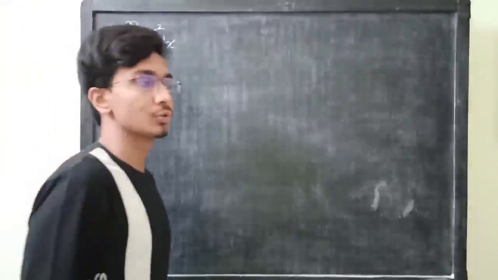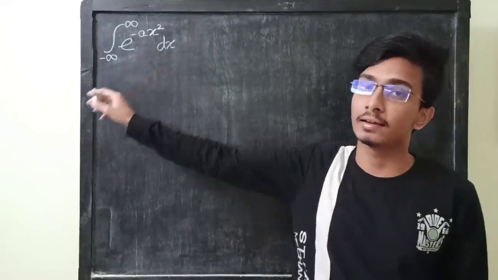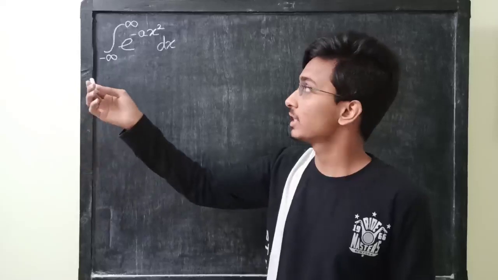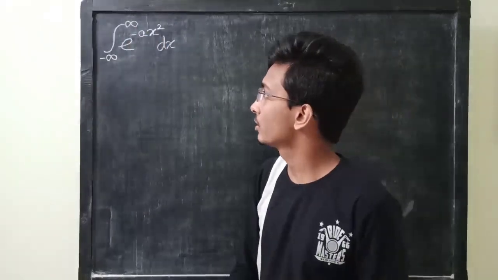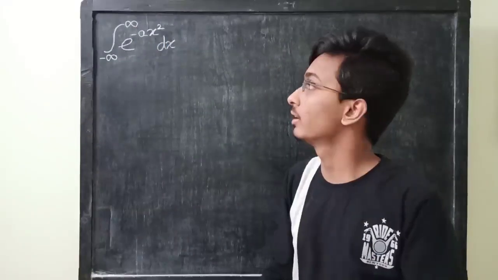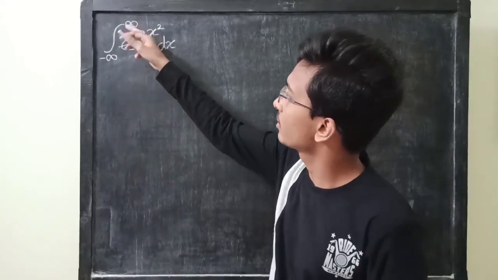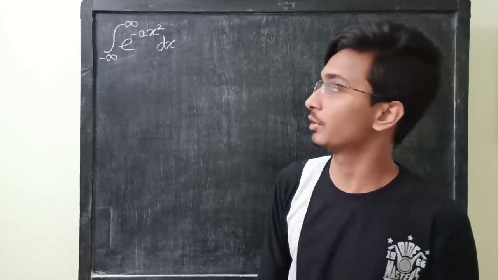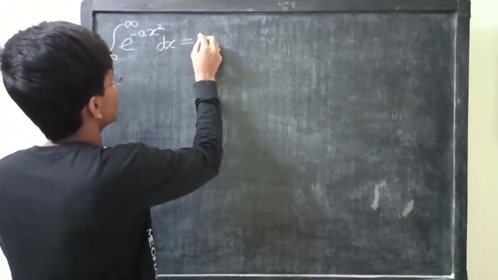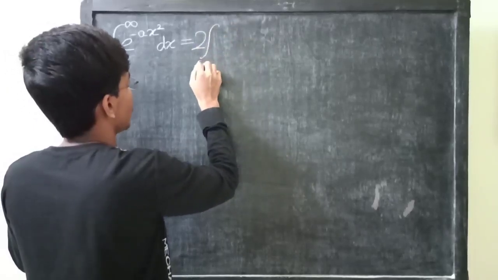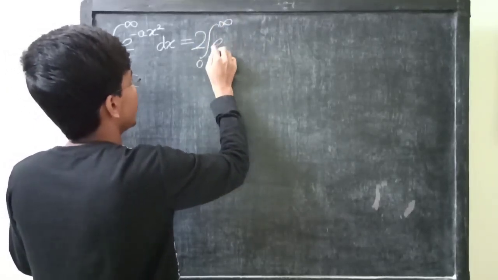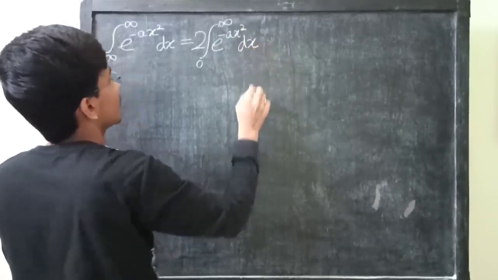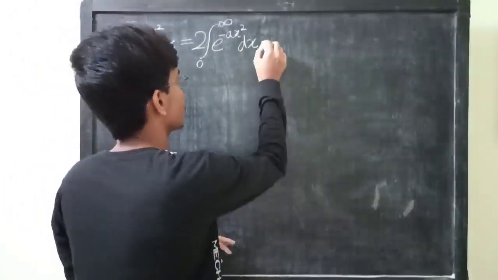So at first, what we should note is that the function here is an even function. Meaning when we put minus x in place of x, we get the same function back. And also this integral is a full range integral, which means that it runs from minus infinity to plus infinity. So by the property of definite integration, we can write this as 2 times the integration from 0 to infinity of e to the power minus a x square dx. Let's call this integral I.